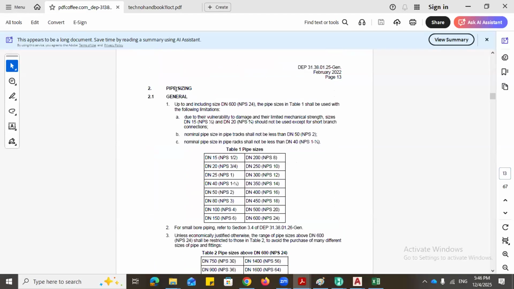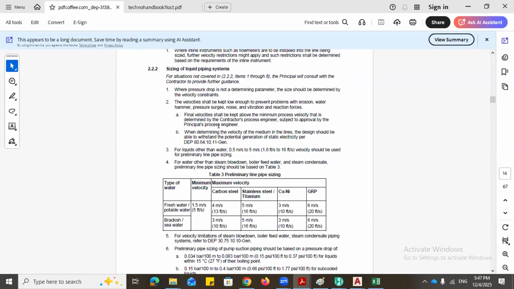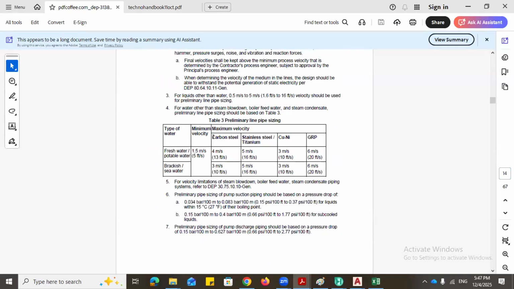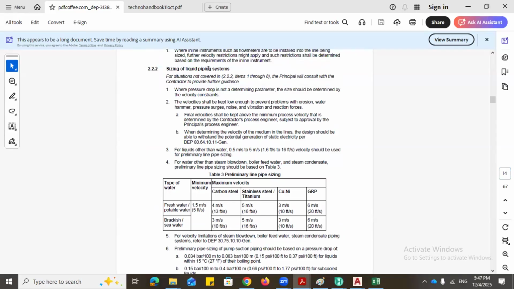So under page 13, see here, pipe sizing, right? This is what I'm looking for. I just need to go here. Preliminary sizing. Okay, fine. This is what I'm looking for. They say, okay, let me start from here. Sizing liquid piping system. We have a liquid piping system, you see?